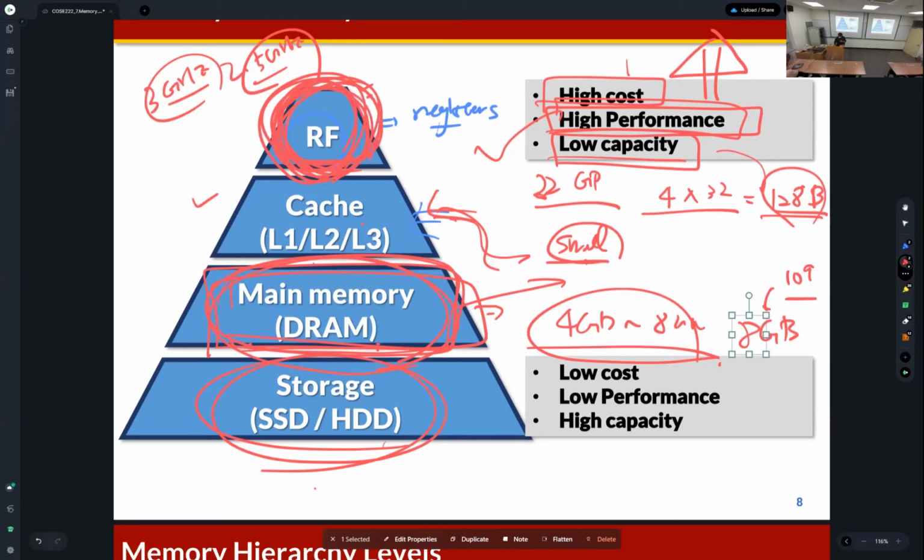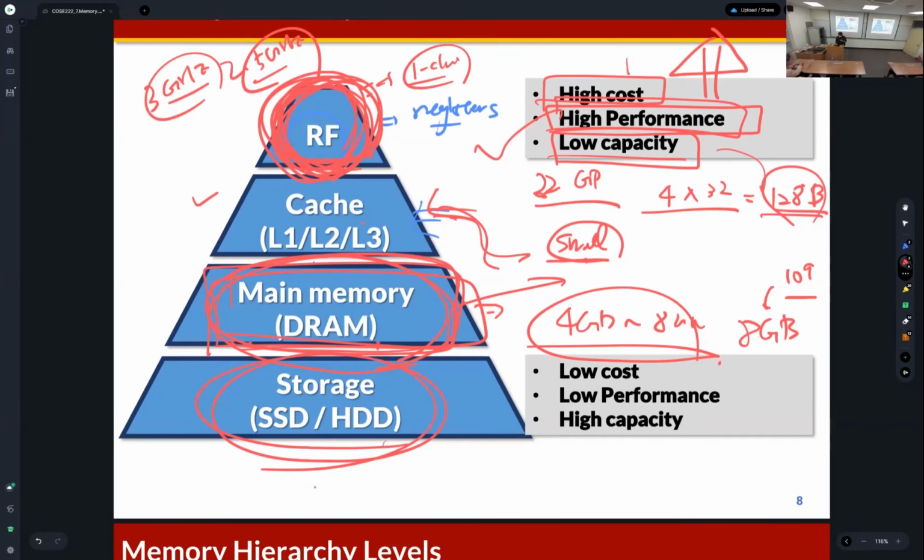In the register file, we learned that we can read data within 1 clock. It's very fast. But the performance of main memory is lower than the register file. Also, it's lower than the cache. It means that if a processor reads data from the main memory, it will take more cycles.